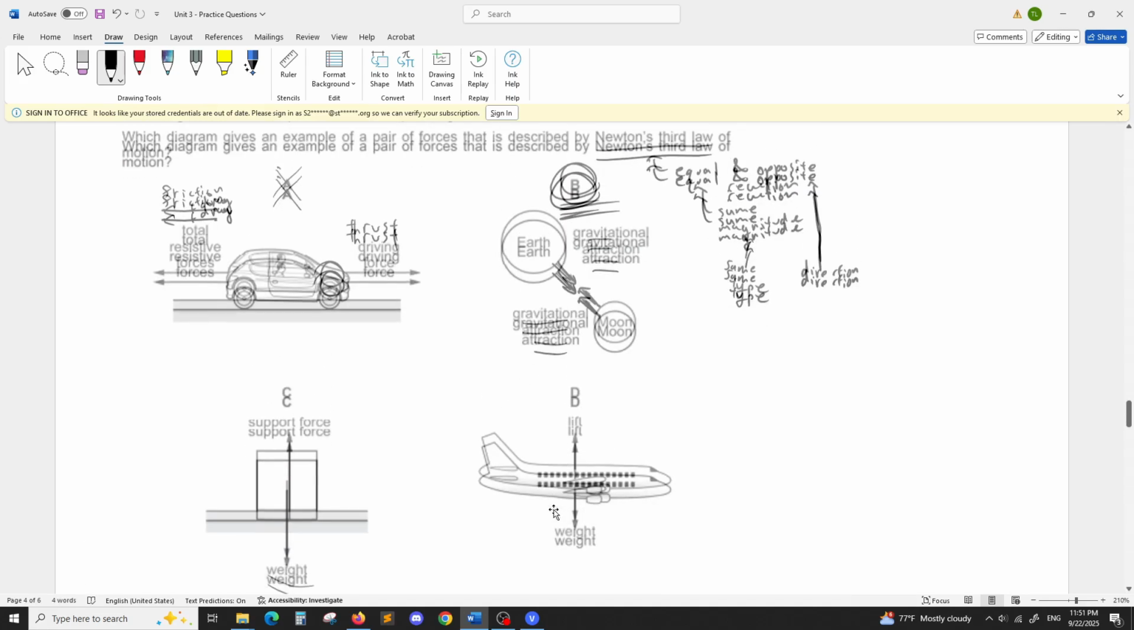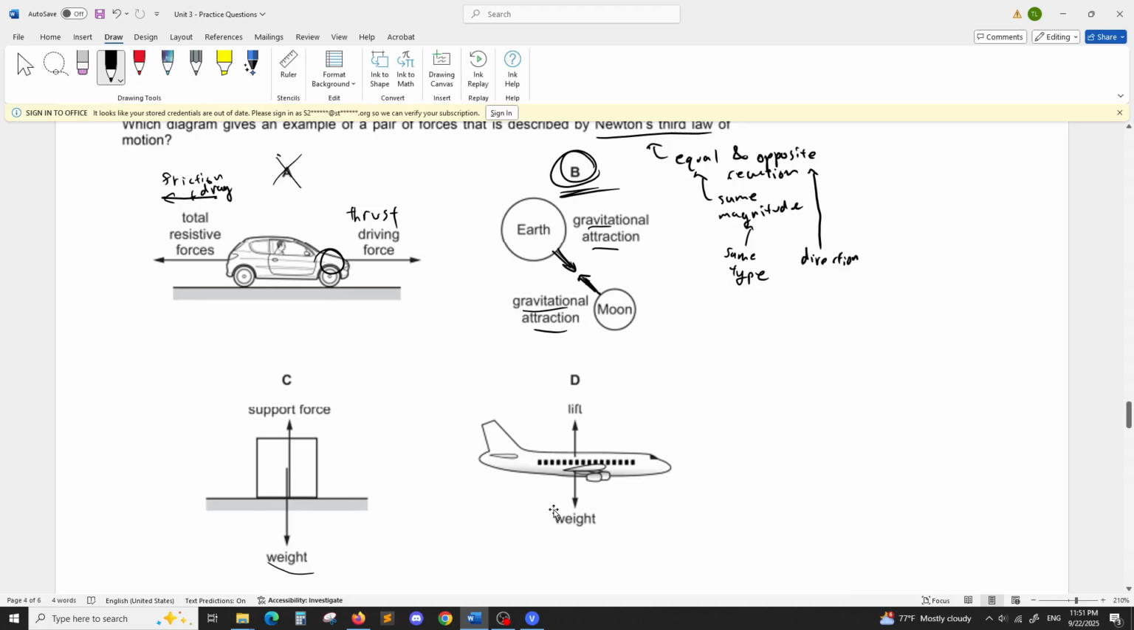So for this problem, we have to make sure that the two forces that we look at are in opposite directions. In this case, it's provided that they're in opposite directions. But the second thing we have to check is that they're actually the same type of force with the same amount of magnitude.